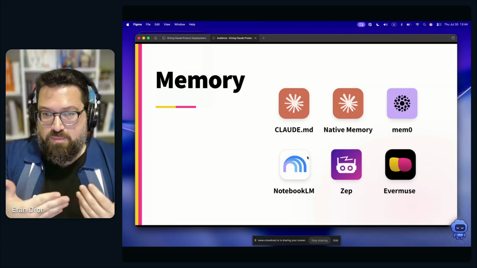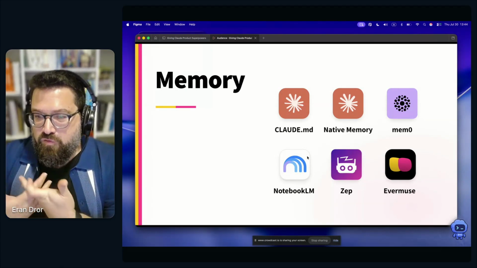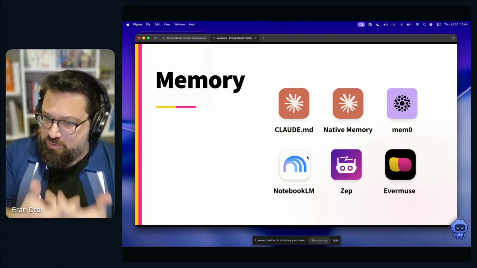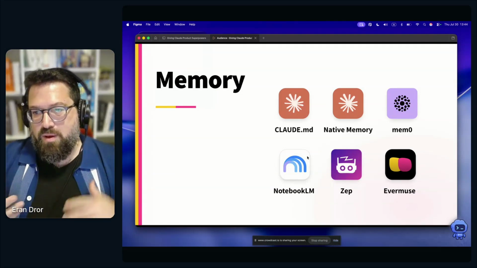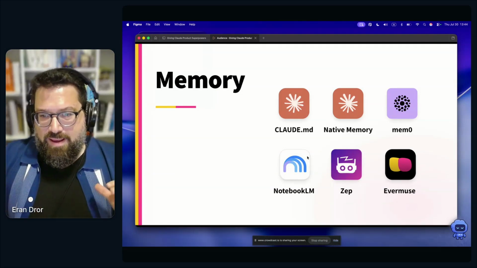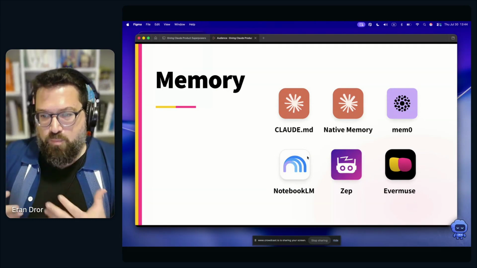NotebookLM has a great MCP. You can plug it into Claude. A lot of researchers I know, and product UX researchers that I know, work with that combination. They plug in their NotebookLM into Claude, and it becomes sort of a de facto memory.